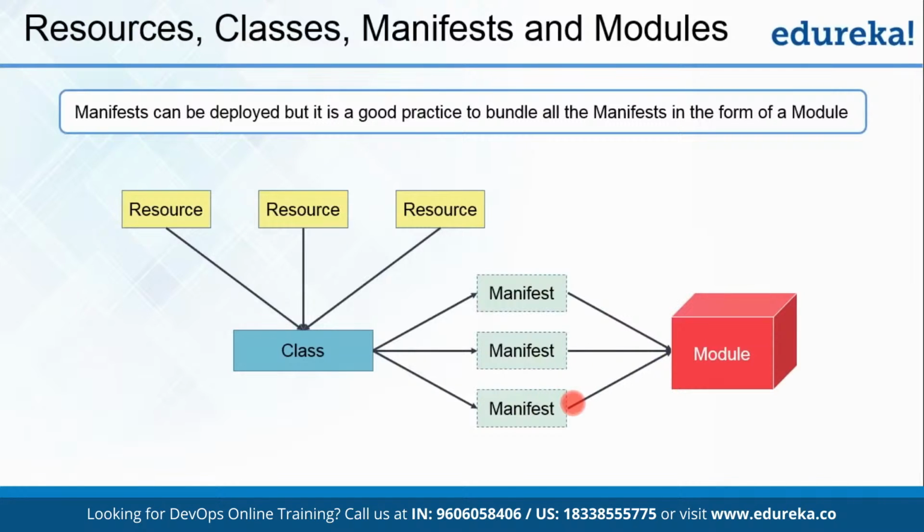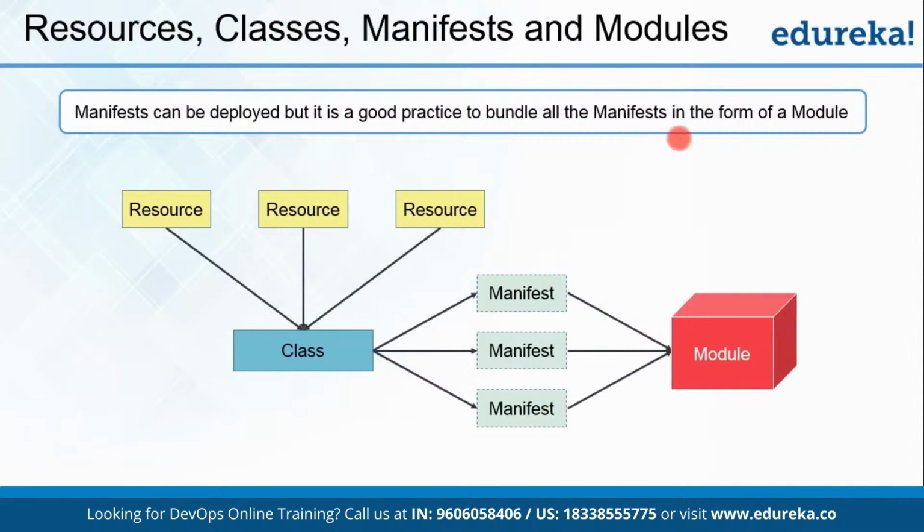Let me tell you, it is not mandatory that you combine the resources and define a class. You can deploy the resources directly. It is good practice to combine the resources in the form of classes, because it becomes easier to manage. The same goes for manifests as well. I'll tell you how to do that too. You can write Puppet code and deploy it onto the nodes. At the same time, it is not necessary to bundle the manifests you're using in the form of modules. But if you do that, it becomes more manageable and more structured, so it becomes easier to handle multiple manifests.